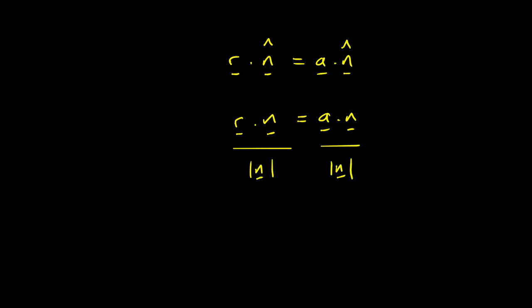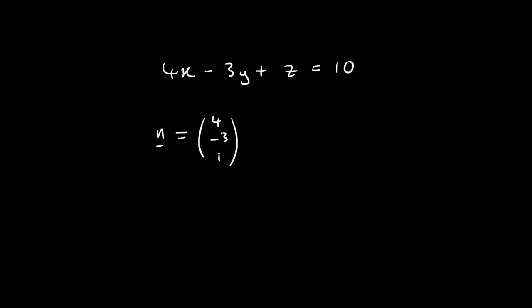So what does that mean? Again, let's just do a quick example. If I've got 4x minus 3y plus z is equal to 10, well then what I know is that the normal to this plane is going to be (4, -3, 1), that's the coefficients of x, y, and z. I can then find out the magnitude of n, which is going to be the square root of 4 squared plus negative 3 squared plus 1 squared, which is going to be equal to root 26.